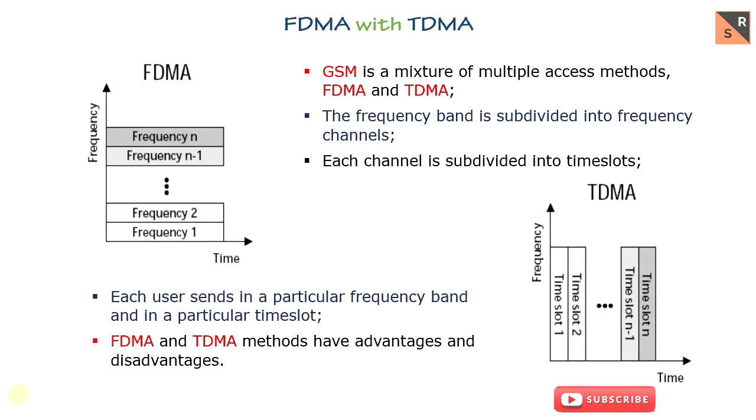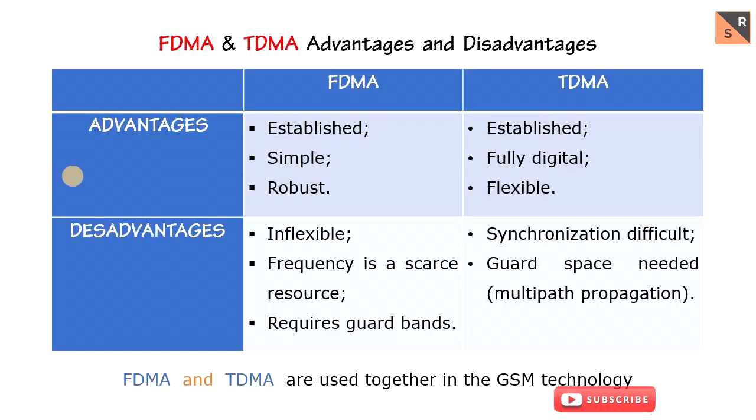The findings above reveal that GSM is a mixture of multiple access methods, FDMA and TDMA, where the frequency band is subdivided into frequency channels, where each channel is subdivided into time slots. With that, each user sends in a particular frequency band and in a particular time slot. Choosing the access method for mobile radio systems is a complex task, as all FDMA and TDMA methods have advantages and disadvantages. In this table, we have listed the principal characteristics about FDMA and TDMA.